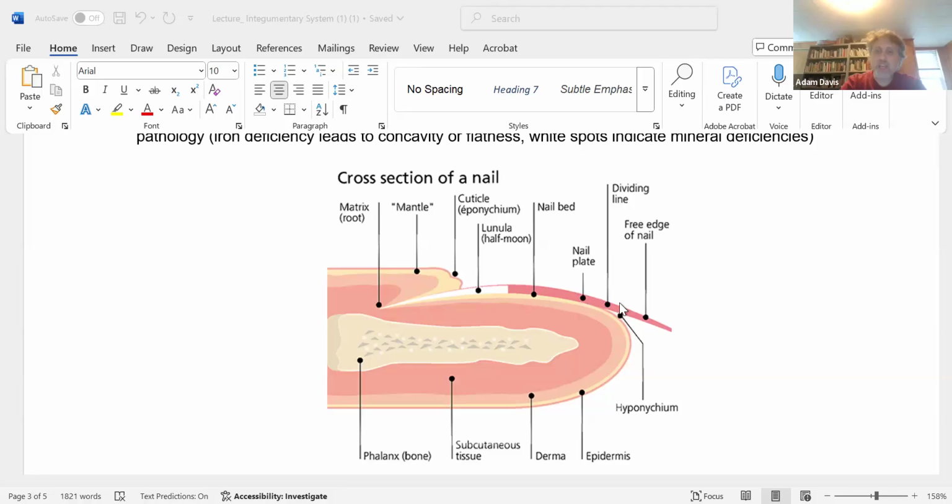Most of the nail is the nail plate. The nail plate is the majority of what you see when you look at your nail, covering up the tip of the finger. Beneath the nail plate is a band of connective tissue called the nail bed. The part of the nail that hangs off the tip of the finger is the free edge of the nail. There is a tiny web of collagenous fiber, connective tissue underneath the free edge of the nail, binding it to the fingertip, called the hyponychium.